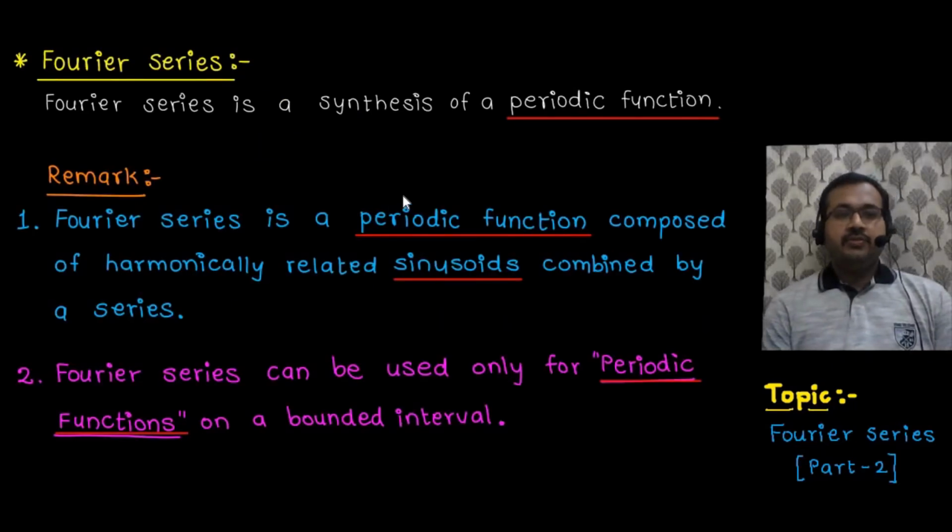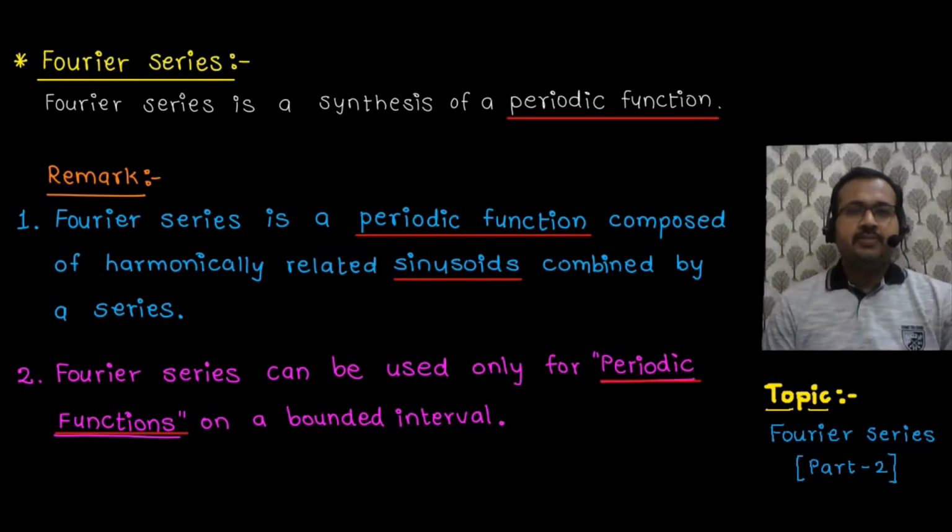So let's discuss the Fourier series. Fourier series is nothing but synthesis of a periodic function. Before going to discuss the formula for Fourier series, remember Fourier series is calculated for periodic functions only. Fourier series of a periodic function is composed of harmonically related sinusoids combined by the series. These are some remarks required before calculating the Fourier series. Now, we discuss the formulation.